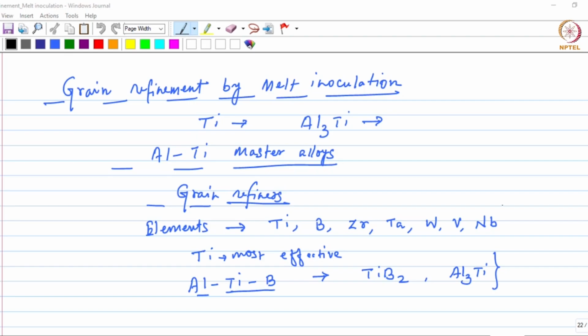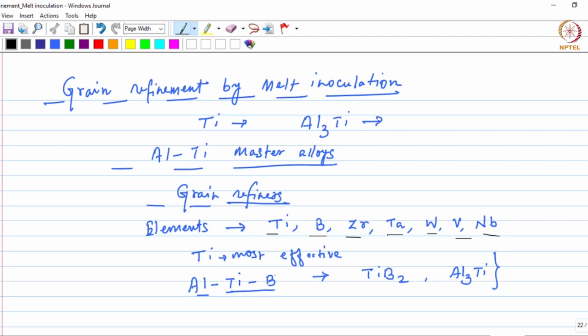And this heterogeneous nucleation surface is provided by the inoculant, which is added to the liquid metal in the form of some solid particles. And we have talked about the different kinds of inoculants or grain refiners which are generally used in aluminium and its alloys. So here are those elements which are used as inoculant or grain refiners for aluminium alloys.